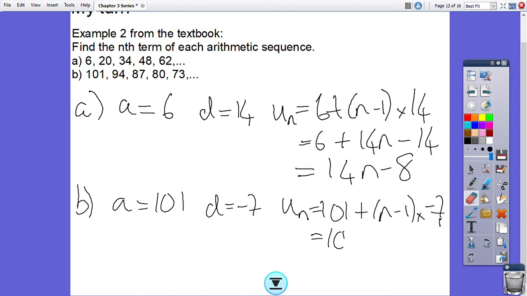Whoops. Let's start again with that. 101 minus 7n plus 7, which is going to be 108 minus 7n. Okay, could you pause the video, copy this example down into your notes, and then I will let you have a go at something yourself. So have a go when you've paused it at this.